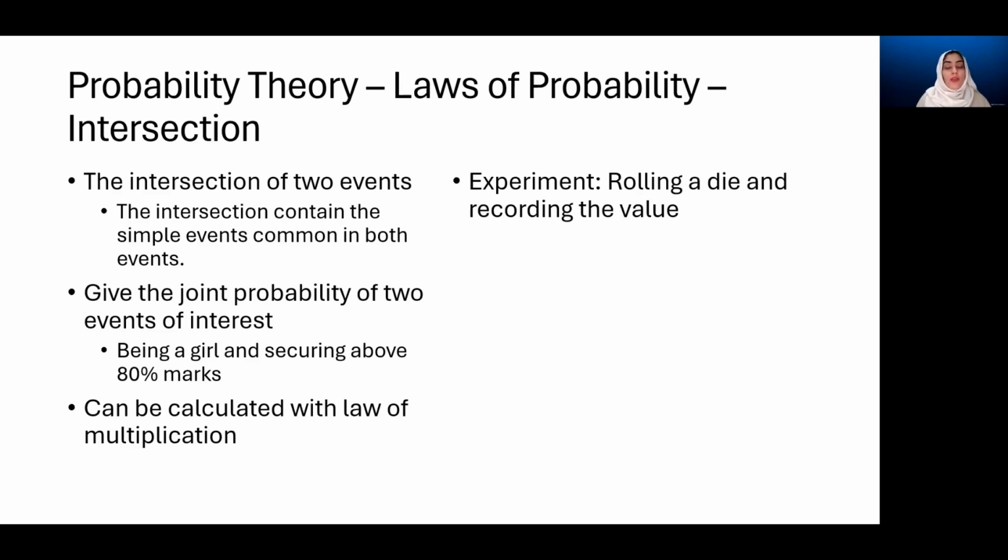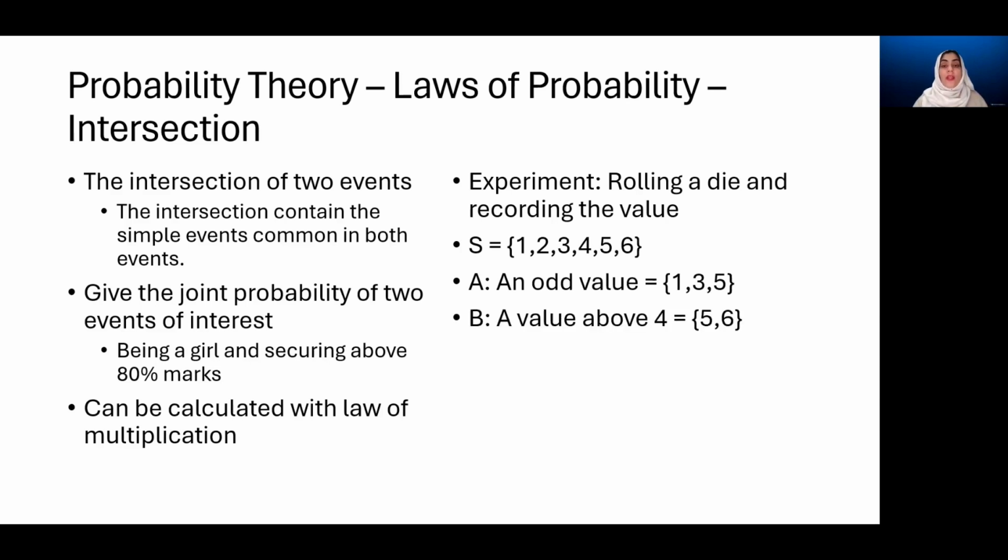For example, rolling a die and recording the value. If this is an experiment, we know that the sample space is 1, 2, 3, 4, 5, and 6. Now, if we have the event A, an odd value, we have the simple events 1, 3, and 5 coming into this event. And for event B, which is a value above 4, we have only two simple events in the outcomes. Now, A intersection B, if we apply the intersection rules as we do on sets, we get 5, only one element from the sample space added to this intersection. And now we can compute the probability. Since each of these simple events is equally likely, we get P of A intersection B as 1 over 6.